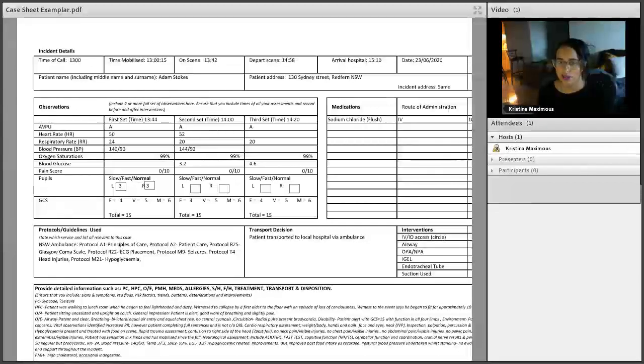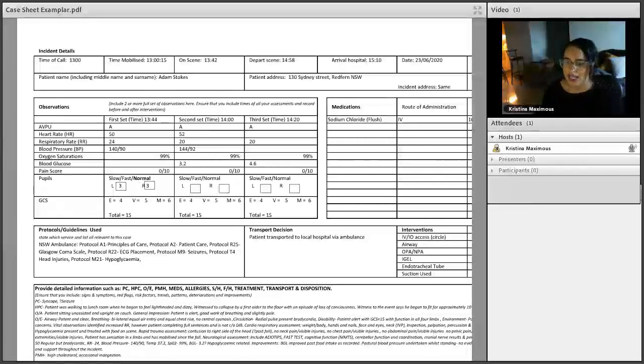That's really important as well. Protocols: what guidelines you used. Depending on the service that you're in, you'll be able to document the guidelines that you have used, and the patient transport to your local hospital. You wouldn't put local hospital, you'd actually write patient was transported to RPA.